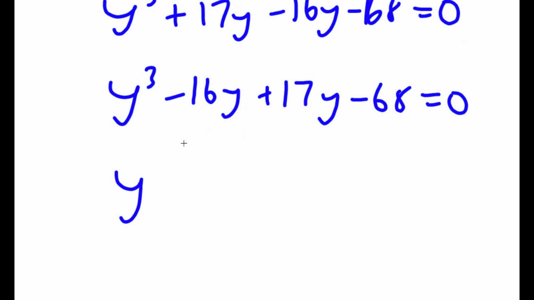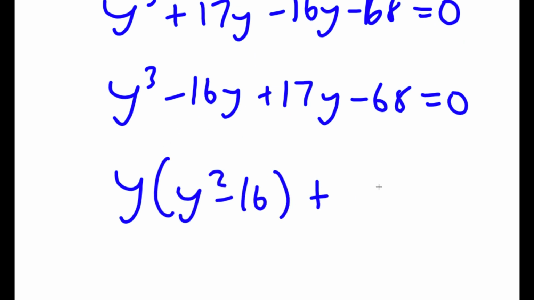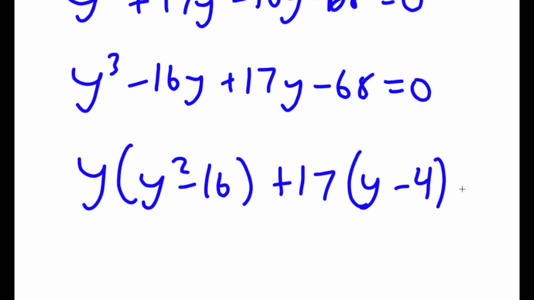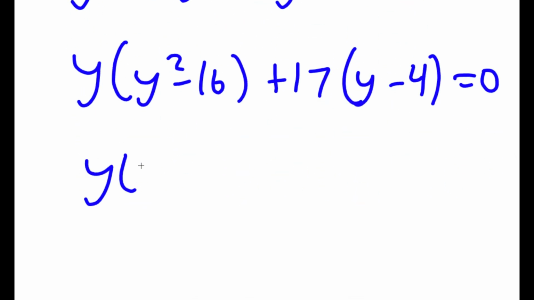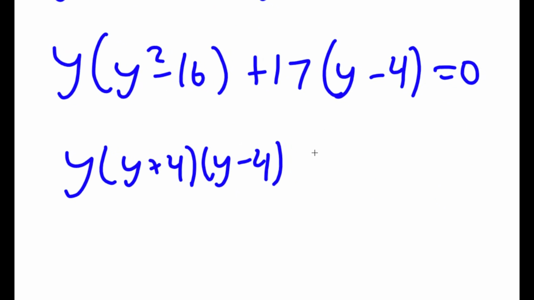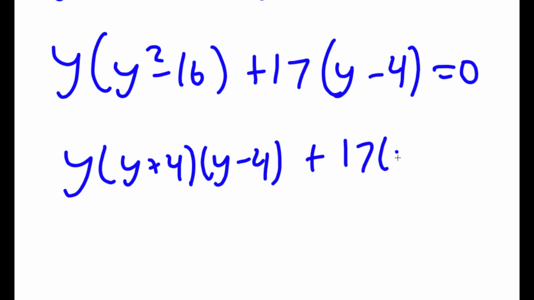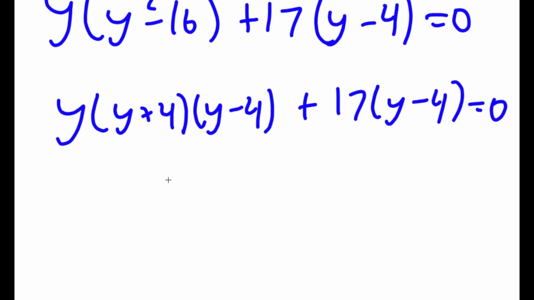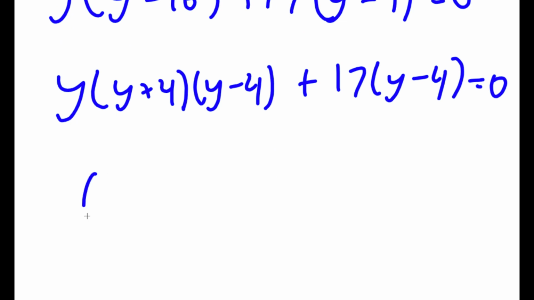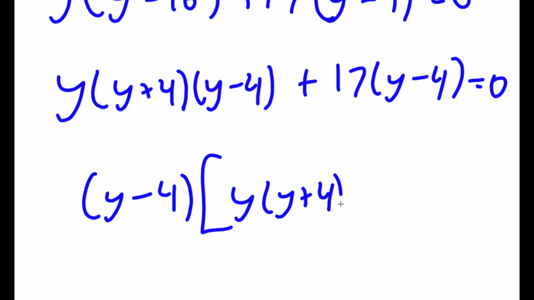And now from y to the power of 3 minus 16y, I'm going to factor out y. So I get y times (y squared minus 16) plus, from 17y minus 68, I'm going to factor out 17. So I get 17 times (y minus 4) is equal to 0. And this is the same thing as y times (y plus 4) times (y minus 4). That's equal to (y squared minus 16) plus 17 times (y minus 4) is equal to 0. Now if I factor out y minus 4, I get (y minus 4) times (y plus 4 plus 17) is equal to 0.